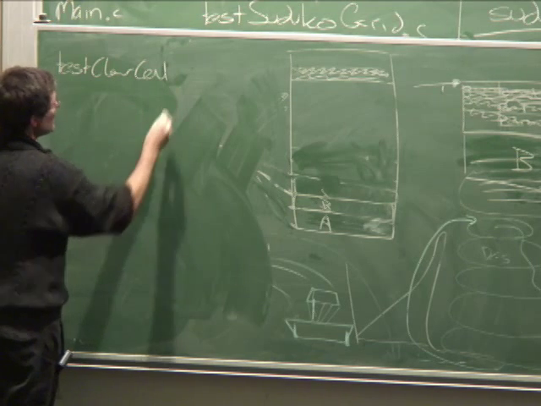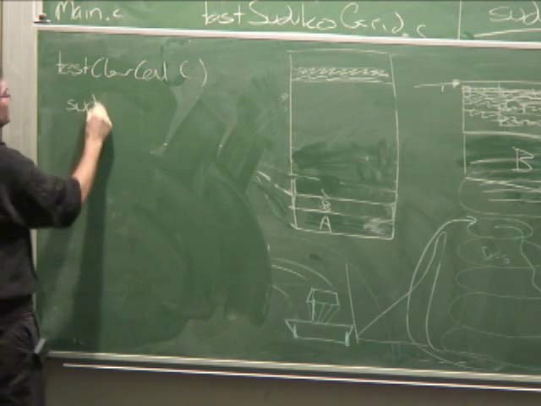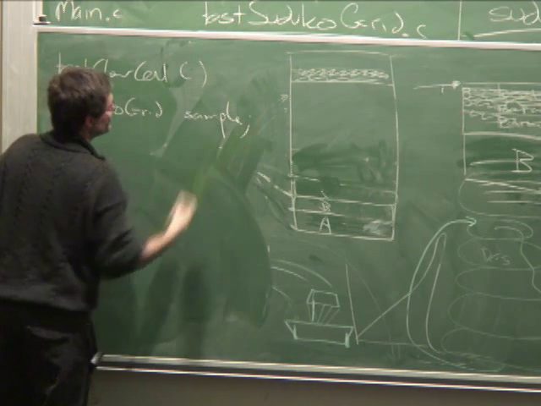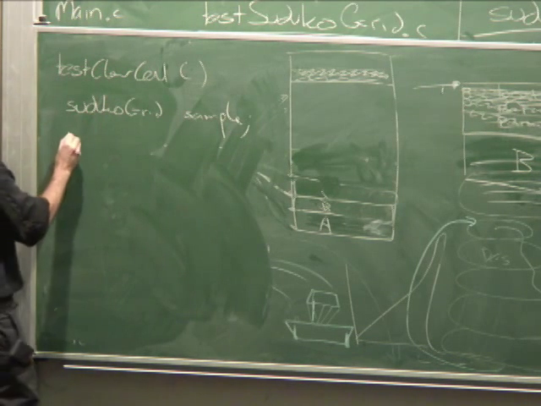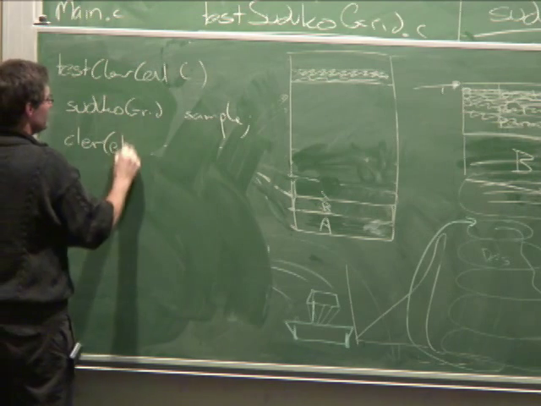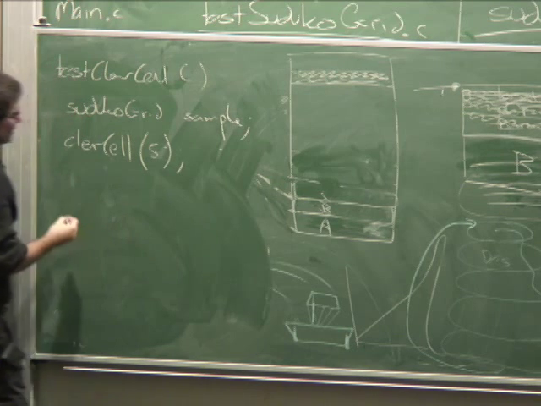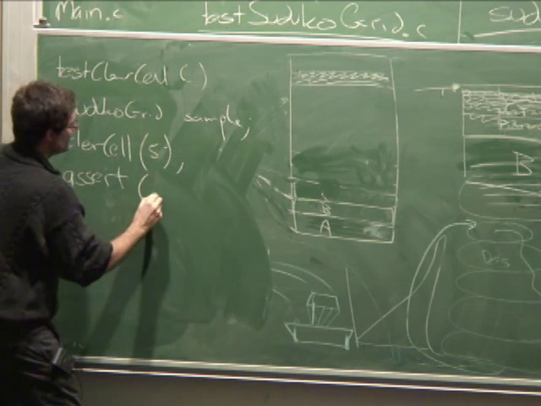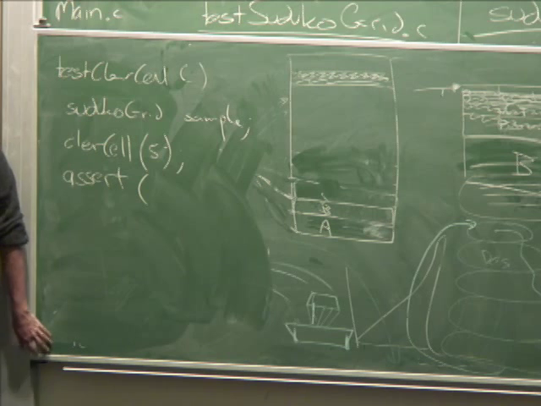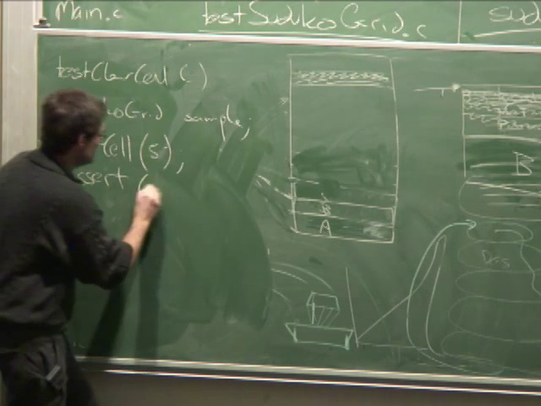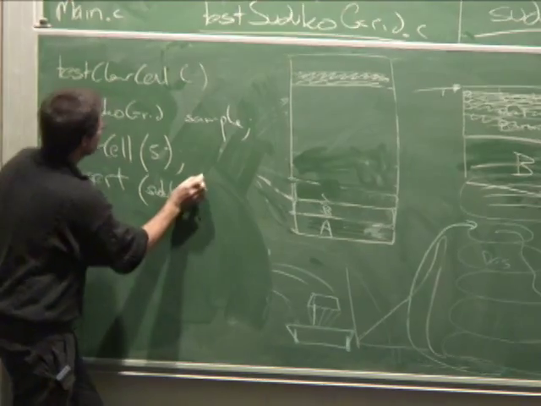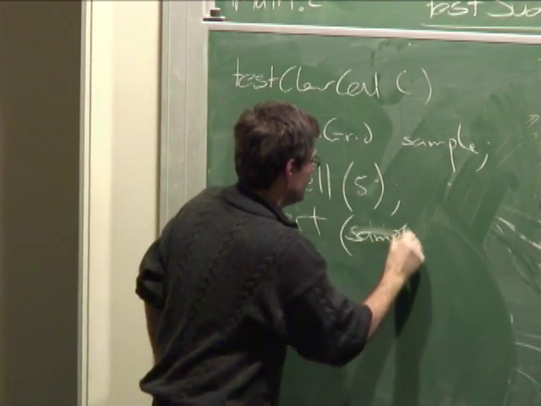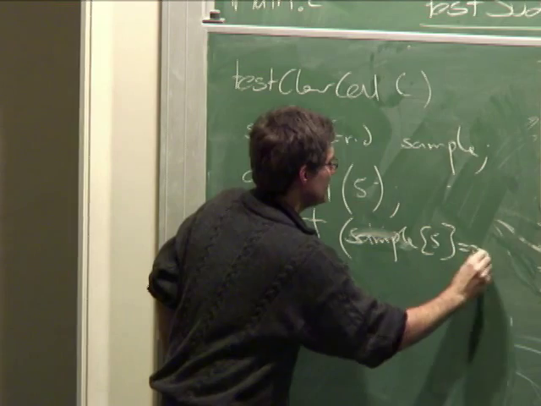So here's test clear cell. It's going to do something like, let's create a Sudoku grid, sample. Then I'm going to say clear cell 5. And then I'm going to say assert, not get cell, because I haven't written get cell yet, Sudoku grid sample 5 equals empty cell.